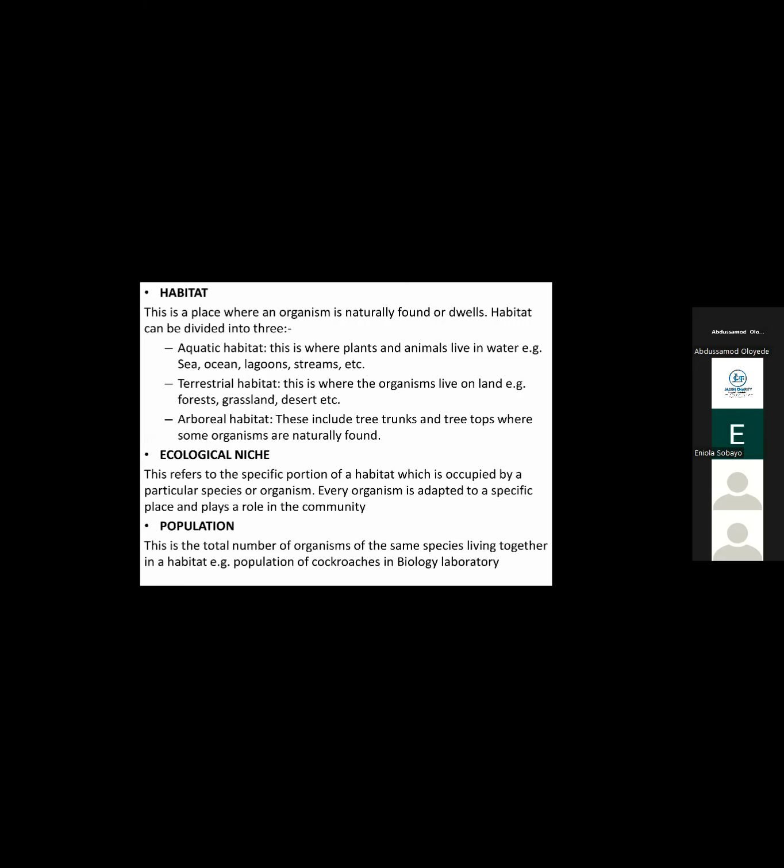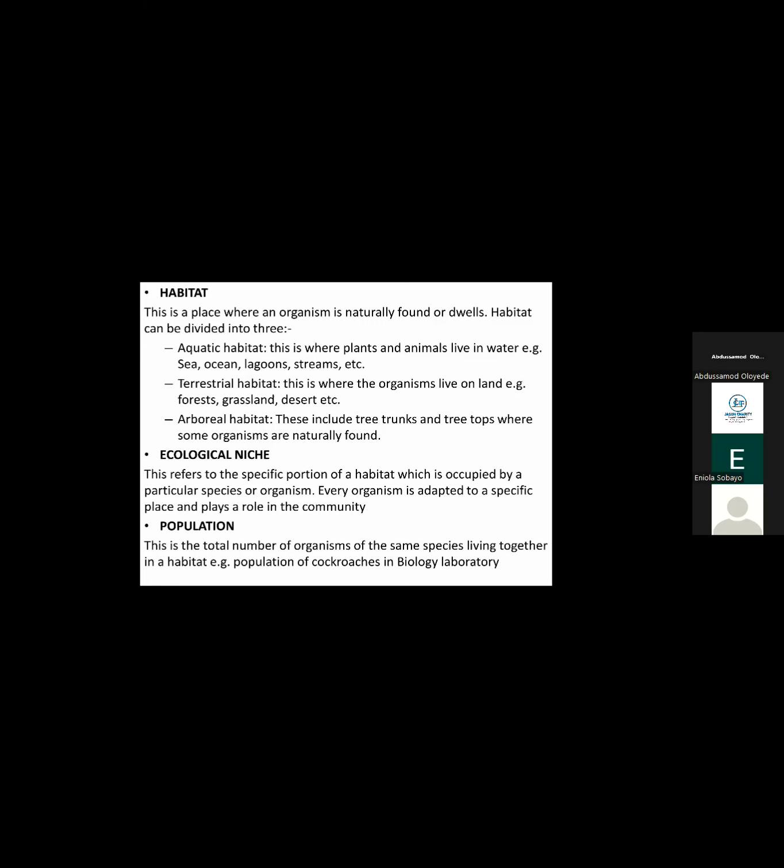Now, what is the ecological niche of a bird? The ecological niche of a bird is the nest. Hope I'm communicating here. The ecological niche of a bird is the nest. That nest where the bird stays is the ecological niche of the bird. Why? The habitat of the bird is the arboreal. That's the difference. So I'm citing these examples just to help you understand the difference between ecological niche and habitat.